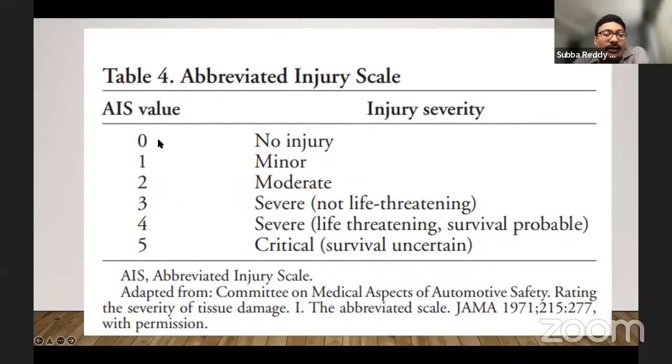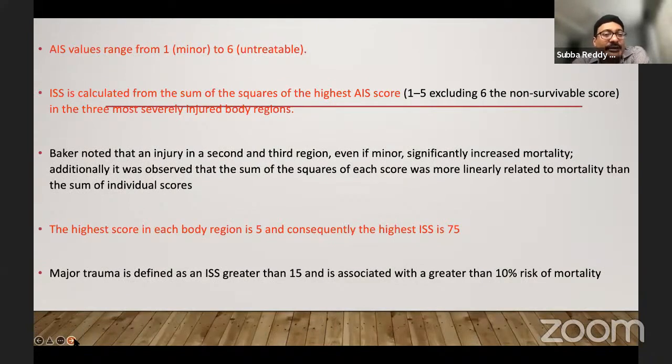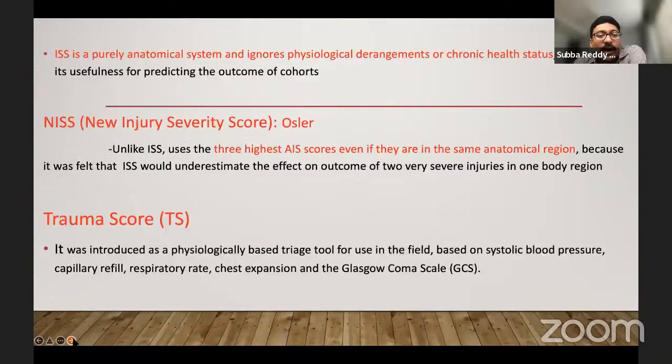So you can give scoring 0, no injury, to 5, critical, and moderate, severe, critical, life-threatening injuries based on the abbreviated injury scale from 1 to 6. So for the injury severity score, you give points 1 to 6, and then you calculate the risk of mortality. For major trauma defined in the injury severity score, they have taken some physiological parameters, and if it is more than 15, you say the mortality is around 10% according to the injury severity score. Again, they have a new injury severity score. Osler modified it, and they have taken the abbreviated injury severity score based on the anatomical region, and then they have given the new score.